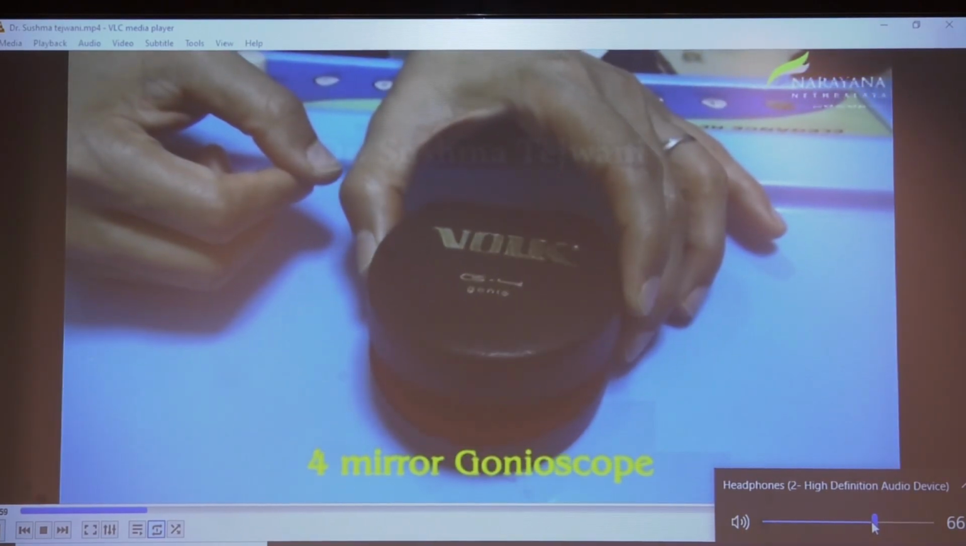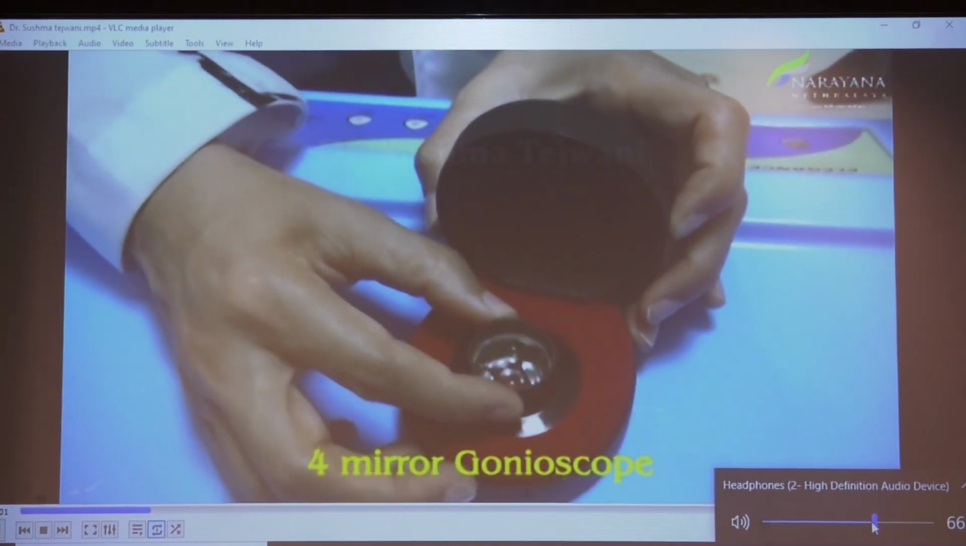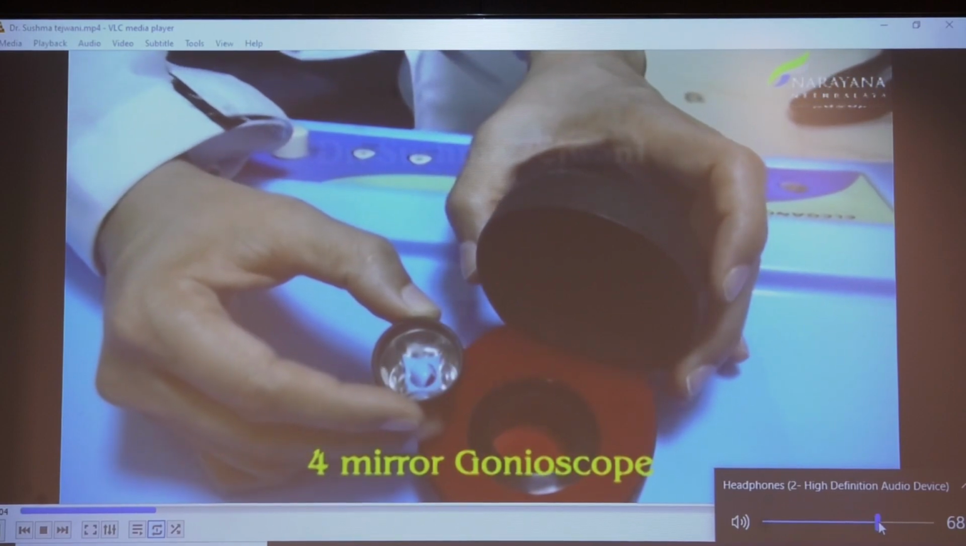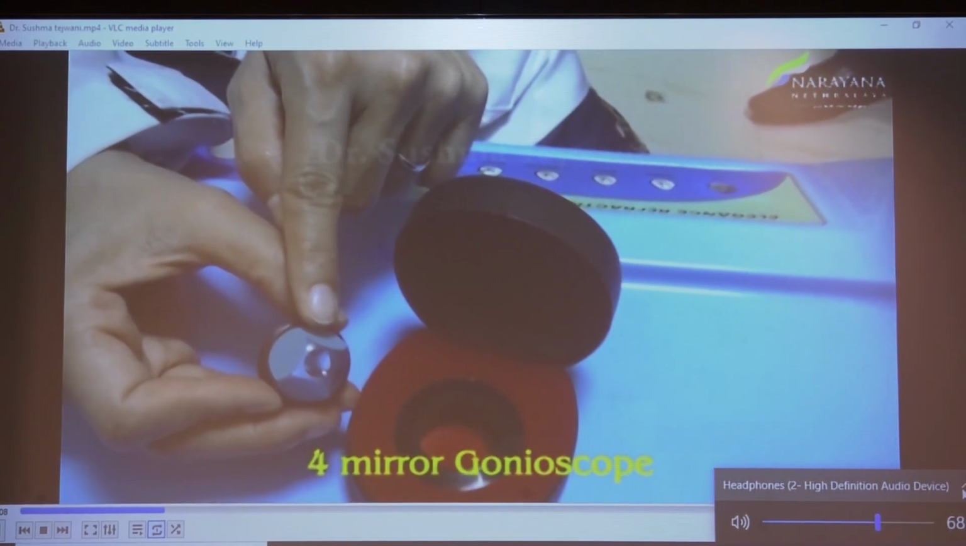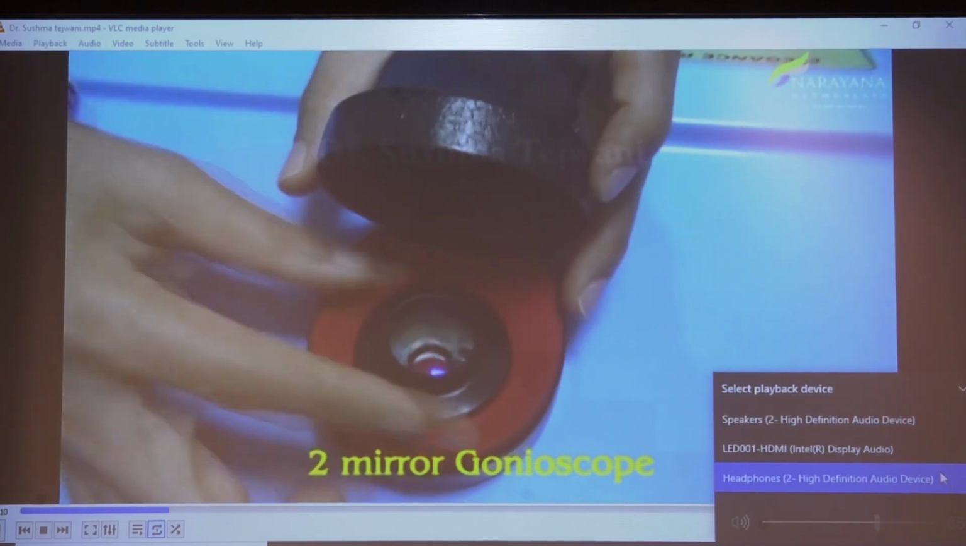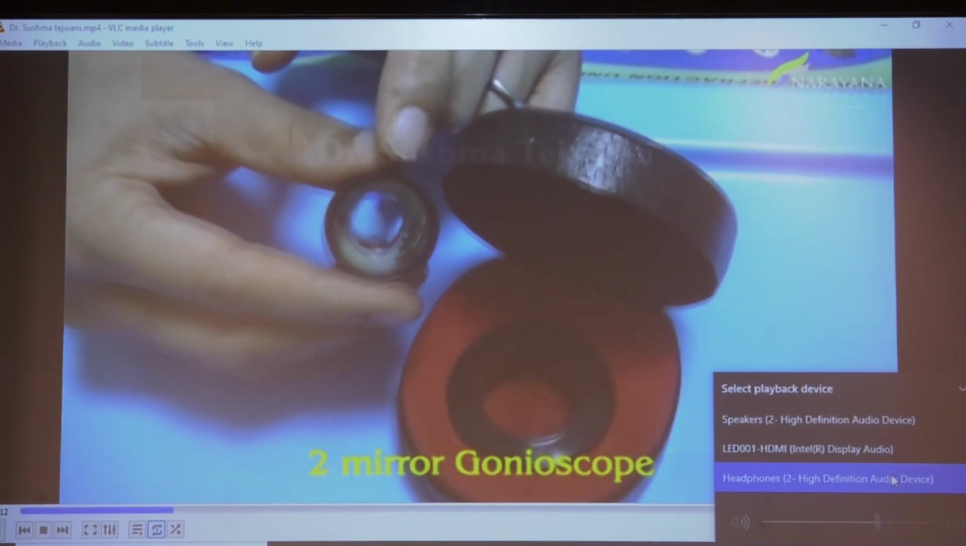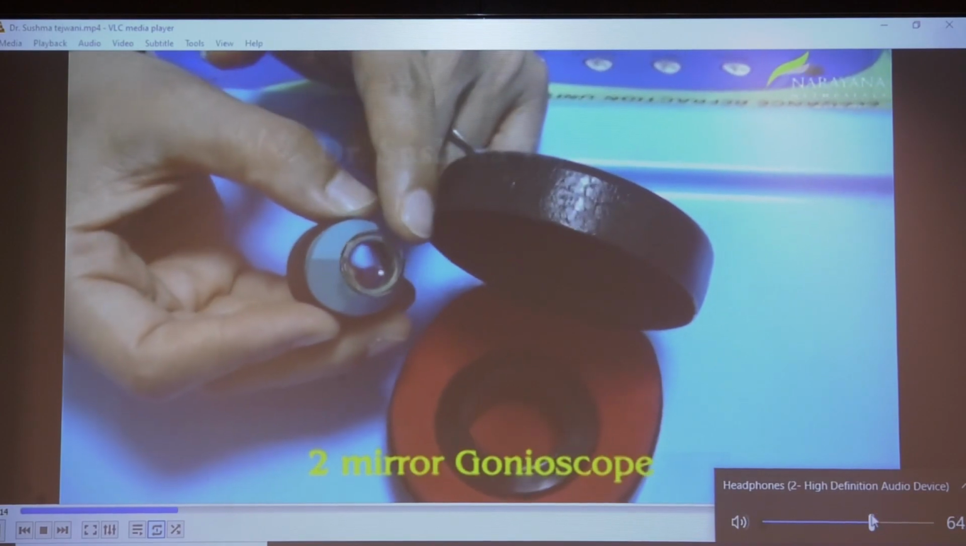The most commonly used lens for indirect gonioscopy is the 4-mirror that has the contact surface smaller than the corneal diameter and is of the same shape, whereas the 2-mirror lens has a concave surface and is larger than the corneal diameter.